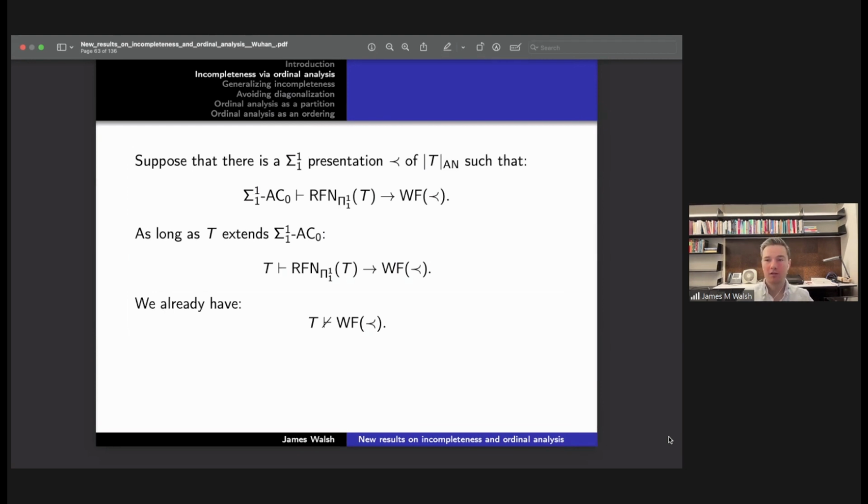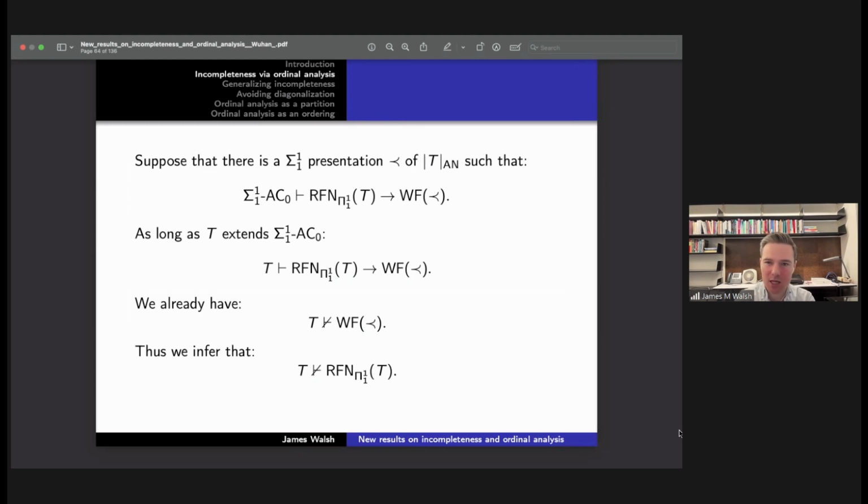Of course, T does not prove the well-foundedness of prec just by definition of analytic proof theoretic ordinal, right? So prec is a sigma 1,1 presentation of the supremum of things that have provably well-founded sigma 1,1 presentations, right? So the supremum of those things is not among those things. So T does not prove the well-foundedness of prec. And if you put these two claims together, we can infer that T does not prove its own pi 1,1 soundness.